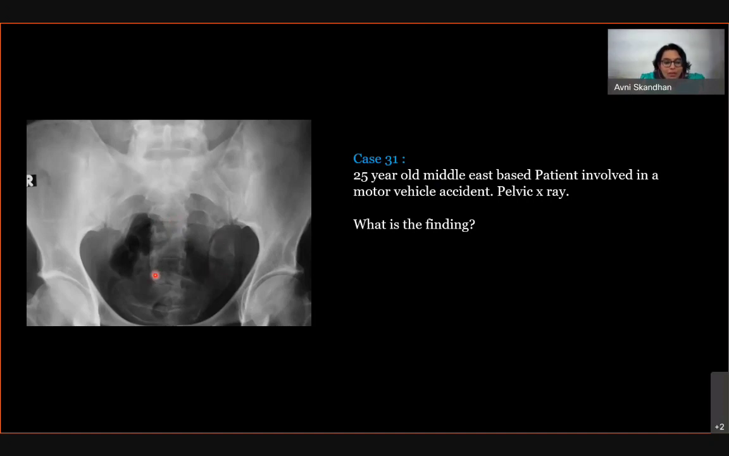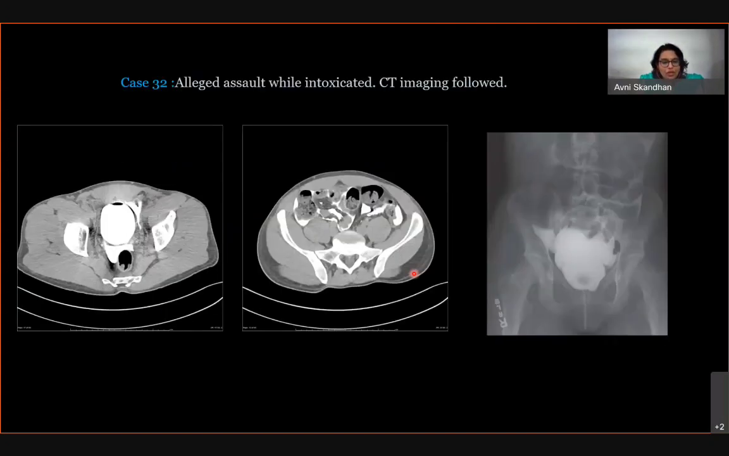You are seeing calcification along the bladder wall and along the distal ureter. So this is the case, and given that this patient is in the Middle East where schistosomiasis is very prominent, you have to keep schistosomiasis as your differential.